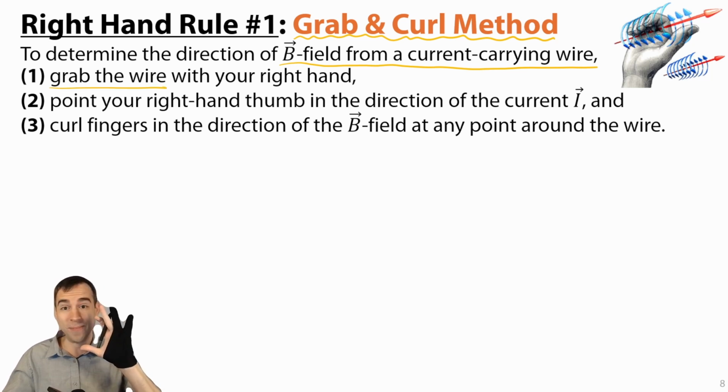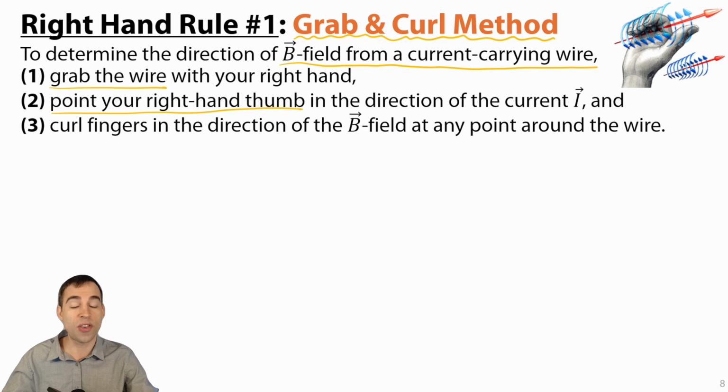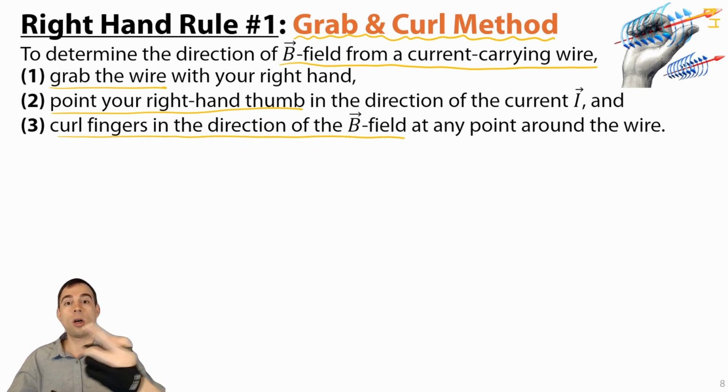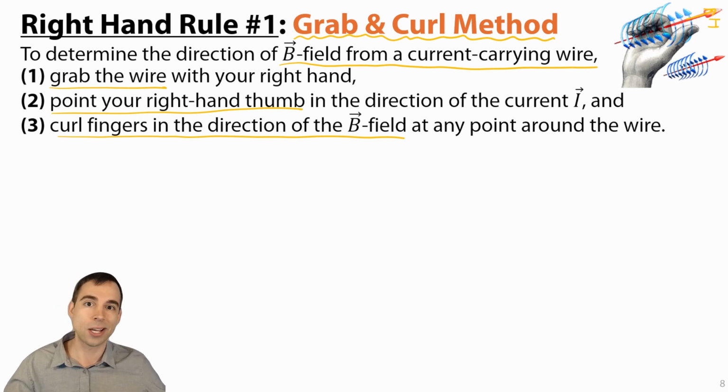right hand. Put your left hand behind your back every time you need to do one of these. All coordinate systems are right-handed, so you'll grab the wire with your right hand, pointing your thumb in the direction of the current. So for this wire, our current is going out in that direction. And then you will curl your fingers in the direction of the magnetic field all the way around that wire. So let's take a look at an example.